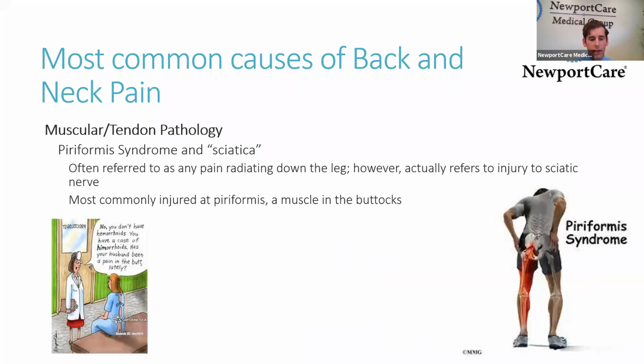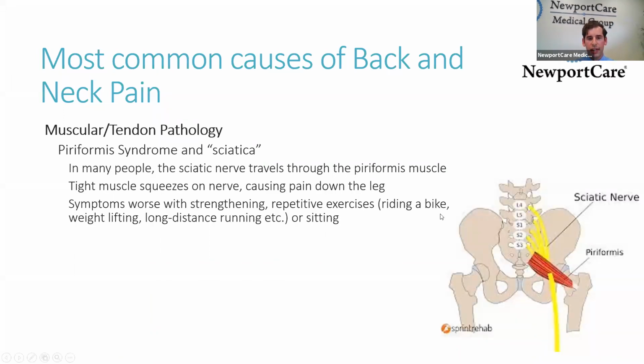One commonly misunderstood diagnosis is what many people call sciatica. So often people, when they say they have sciatica, it means they have pain or symptoms radiating down their leg. However, true sciatica actually refers to injury of the sciatic nerve, which is a major nerve that runs down the leg. And the most common place that nerve can get injured outside of the spine is actually in the piriformis, which is a muscle that we have in our butt region.